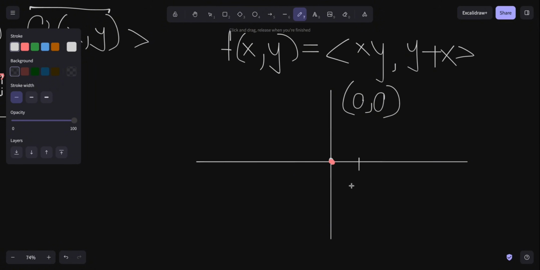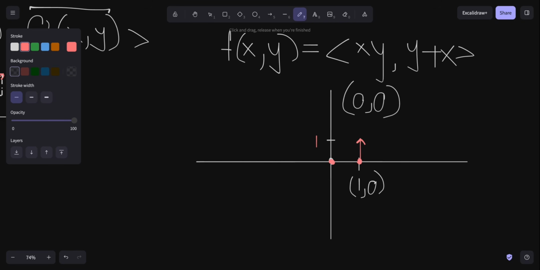Now let's consider the coordinate 1, 0. So when x is equal to 1 and y is equal to 0, 1 times 0 is 0. So the x component of this vector is 0. And y in this case is 0, and this is going to be 0 plus 1, right? So that's just going to be equal to 1, meaning that the y component of my vector is equal to 1. So it's going to go up 1 unit. Right? So you're just assigning every point a vector associated with it.